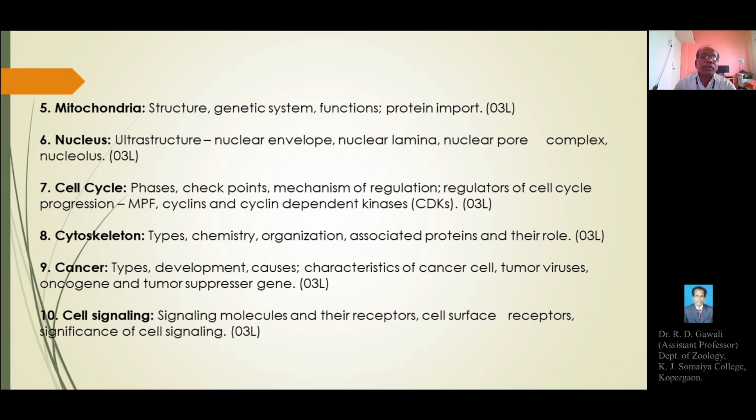Then the next topic is cytoskeleton: types, chemistry, organization, associated proteins and their role. So in the cytoskeleton, similar to the exoskeleton, that is the outermost covering of the body, and the endoskeleton, that is the bony endoskeleton representing the vertebral column, the mechanical support to the body. So exoskeleton or endoskeleton, and this is a cytoskeleton.